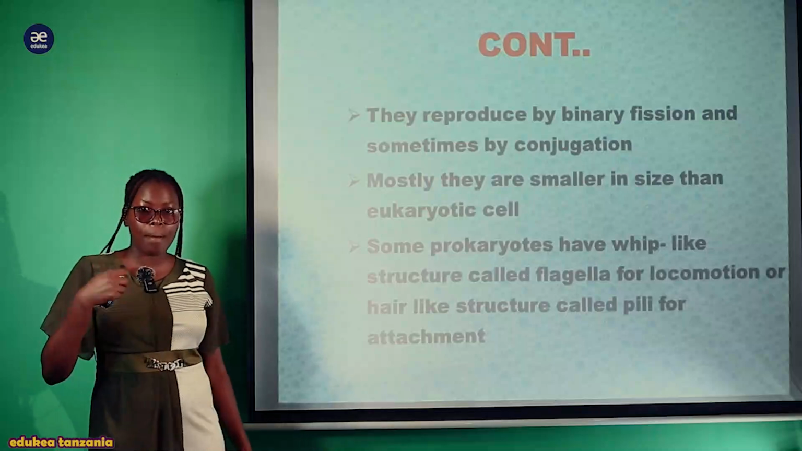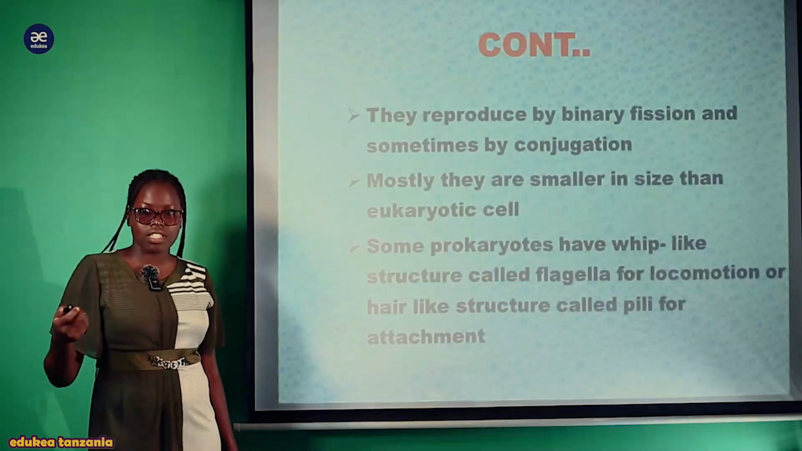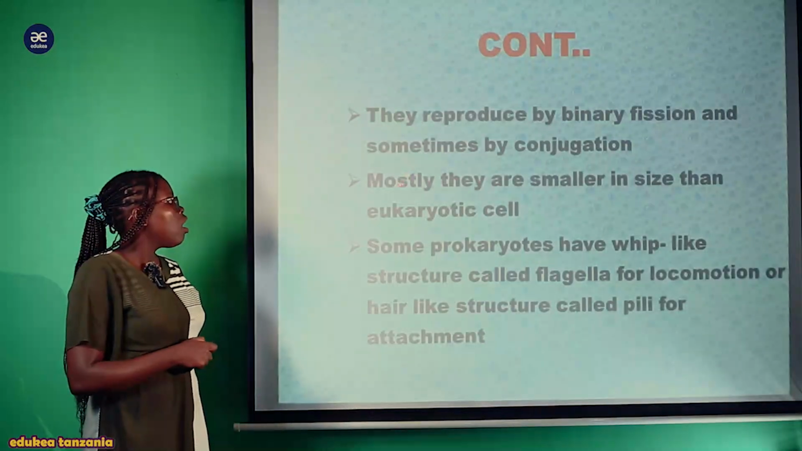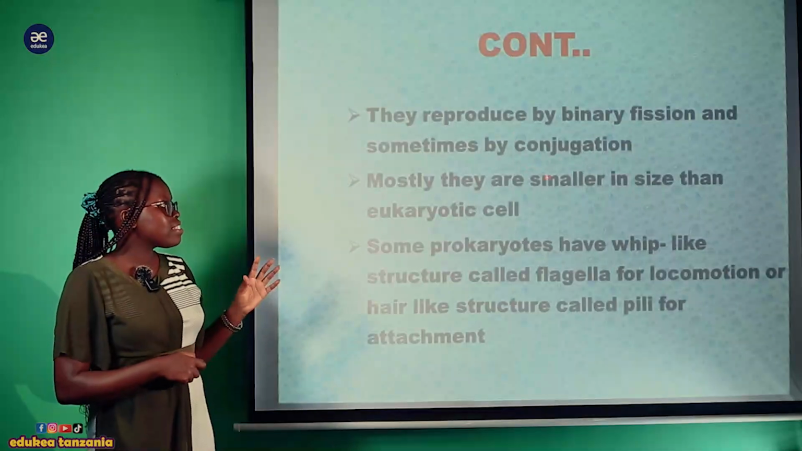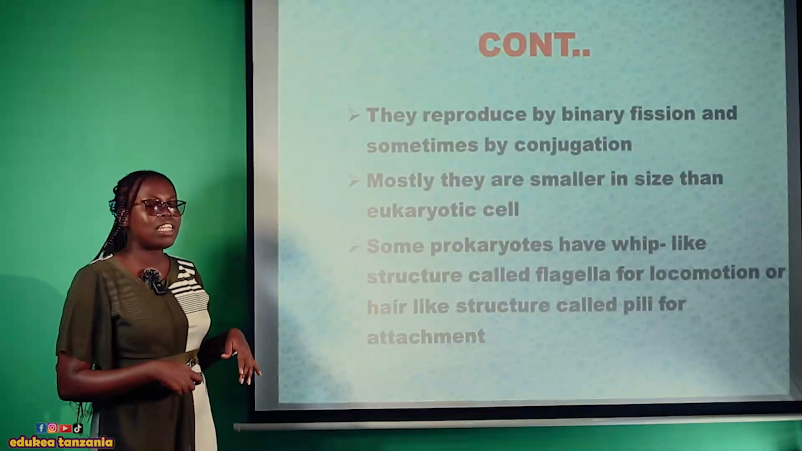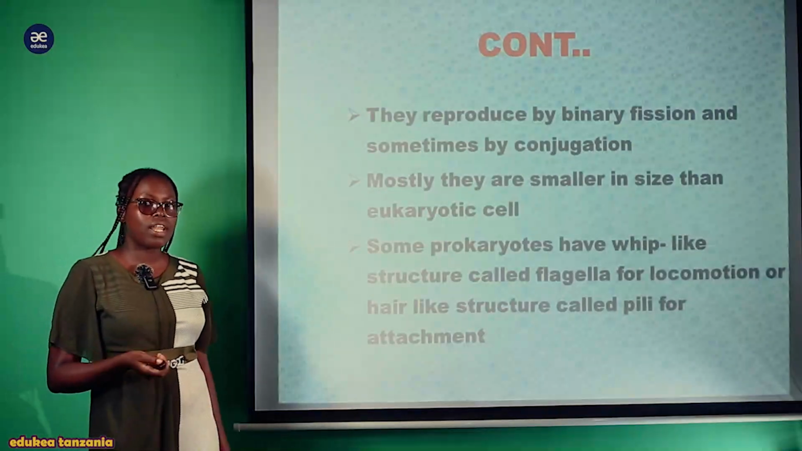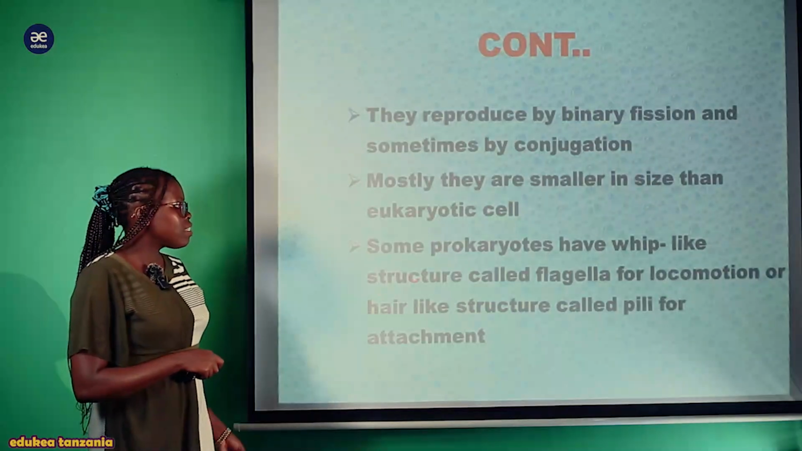Also, mostly they are smaller in size than eukaryotic cell. Ni wadogo sana kulinganisha na eukaryotic cell. Some prokaryotes have a whip-like structure called flagella for locomotion or hair-like structures called pili for attachment.